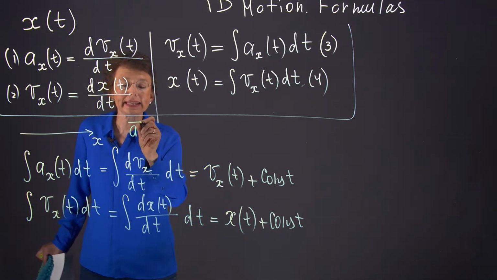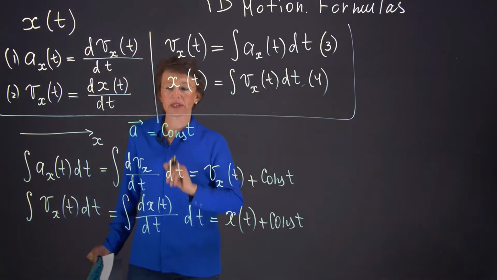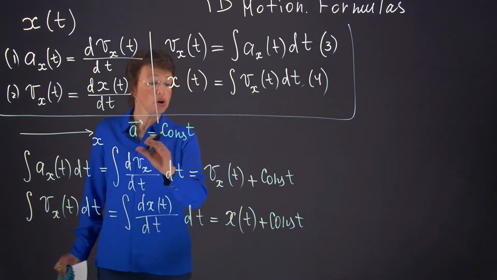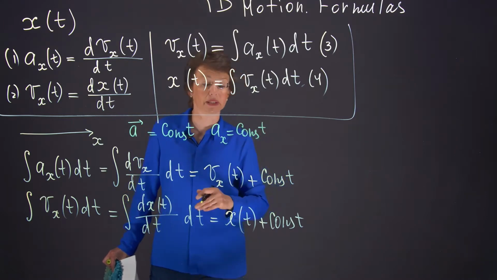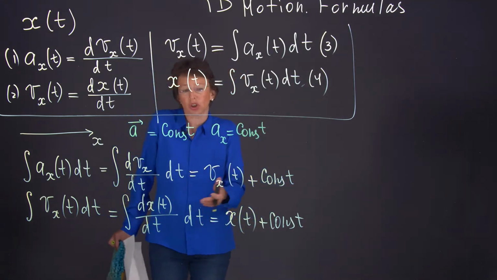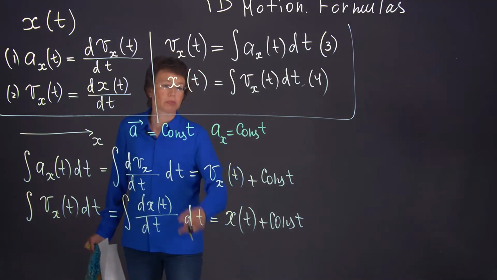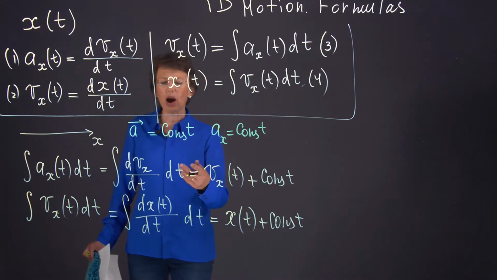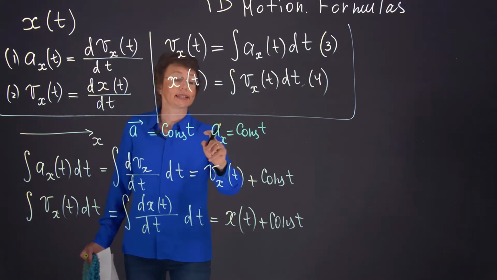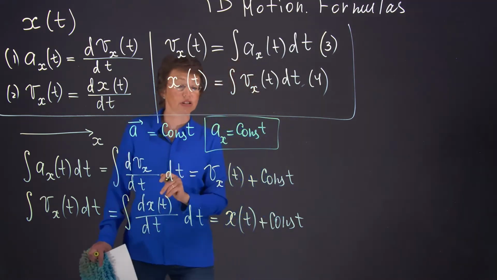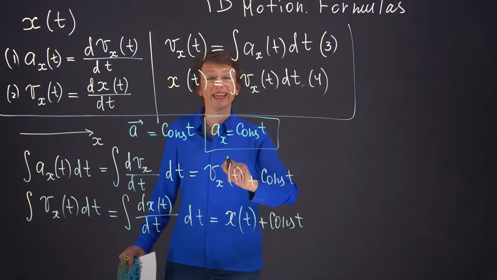I will consider the case when acceleration does not depend on time. A very specific case. Acceleration is constant, which means that a sub x is constant. It does not depend on time. Is it a reasonable assumption? Yes, we can have a car that is moving with constant acceleration or a train that is moving with constant acceleration. Now my task is to derive velocity and position for this specific case when acceleration is constant. Which formulas will I use? I will use formulas 3 and 4.